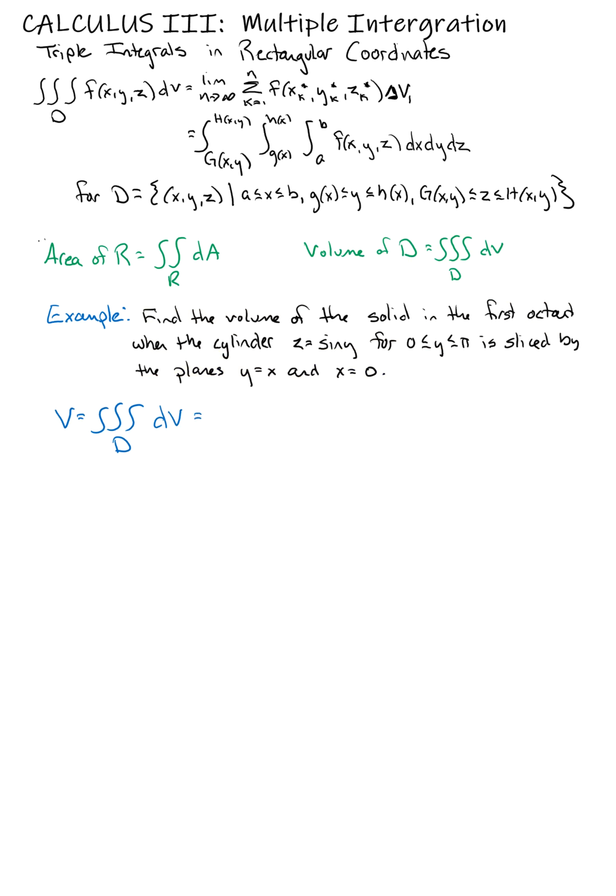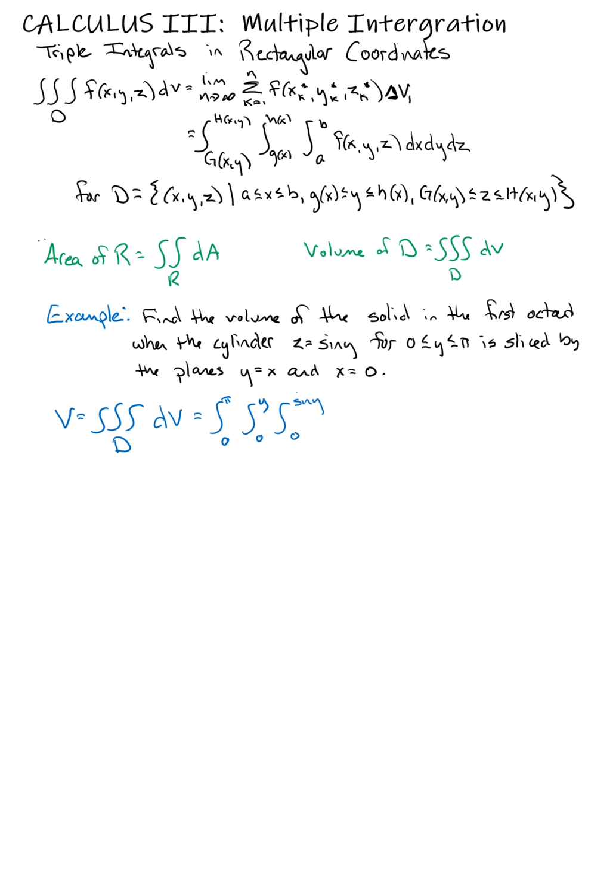Now, there are a few ways of setting up this integral. I do see that I have y going from 0 to pi, and then x. Notice x goes from 0 up to y. And then my z value would go from 0 up to the sine of y. Again, I have z defined on y.